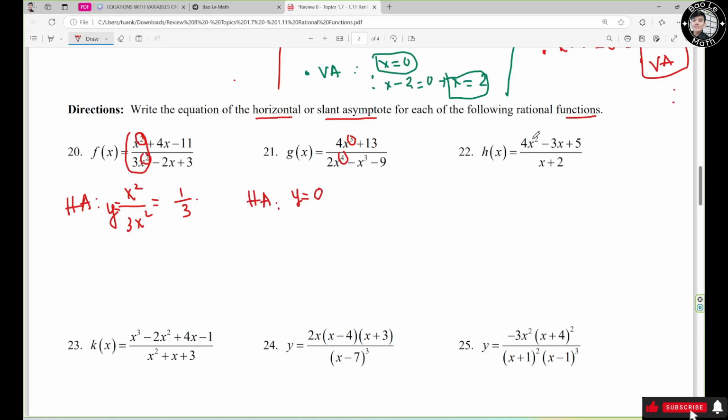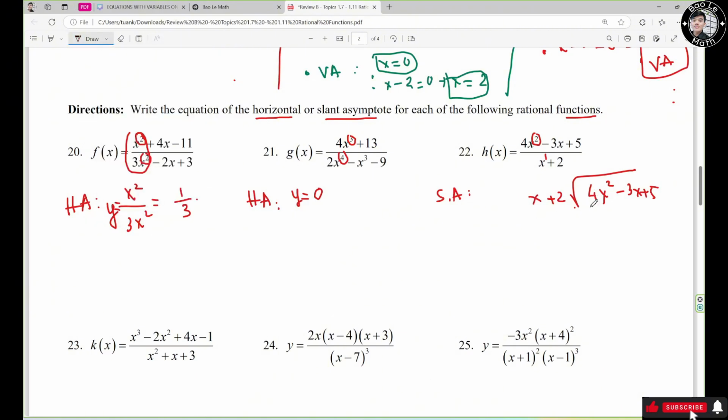Now number 22, the degree on the numerator is 2, and the degree on the denominator is 1. So it's going to be 1 unit greater than the denominator, right? So we have the slant asymptote. In order to find the slant asymptote, we need to do long division. So we have 4s squared minus 3s plus 5 divided by s plus 2. If you want to review how to do long division and synthetic division, please check out the links in the description below.